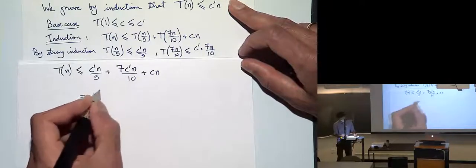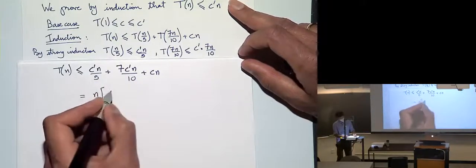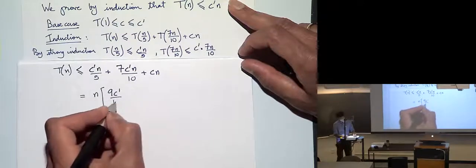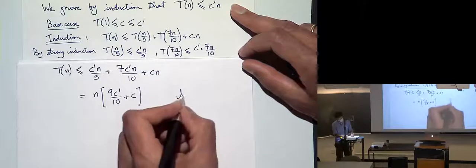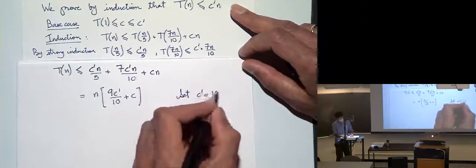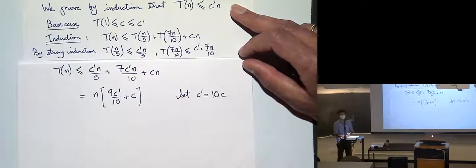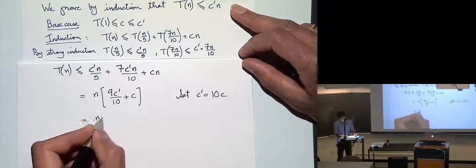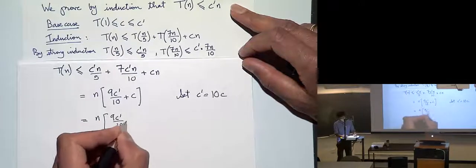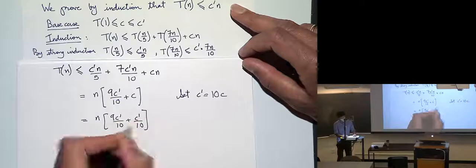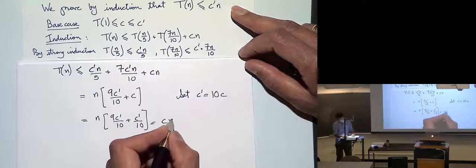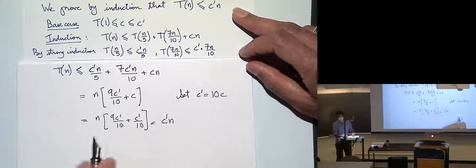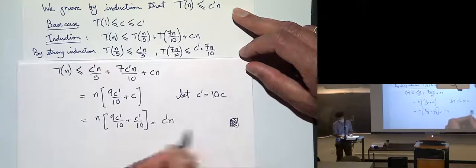So this is n times (9c'/10 plus c). So if you set c' equal to 10 times c, then c is equal to c'/10. 9c'/10 plus c'/10 is equal to c'n. And that completes the proof.